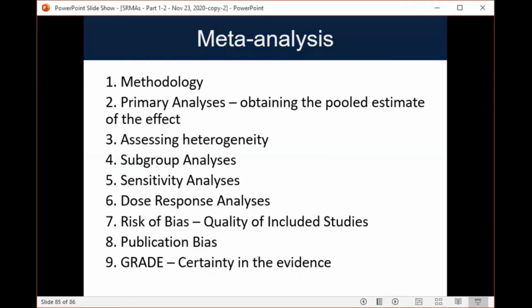The final step in performing a SRMA is to do an assessment of the overall certainty in the evidence. And this can be done using the GRADE approach. We will review GRADE in the next video. So that pretty much wraps up these steps in the conduct of the meta-analysis, and I hope you found them informative and useful.